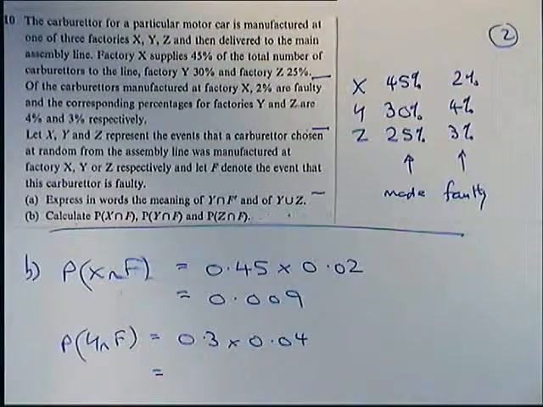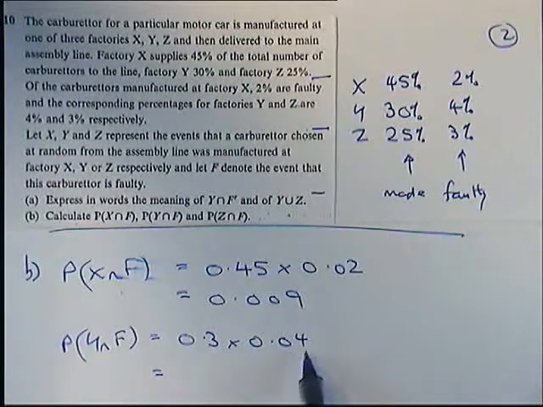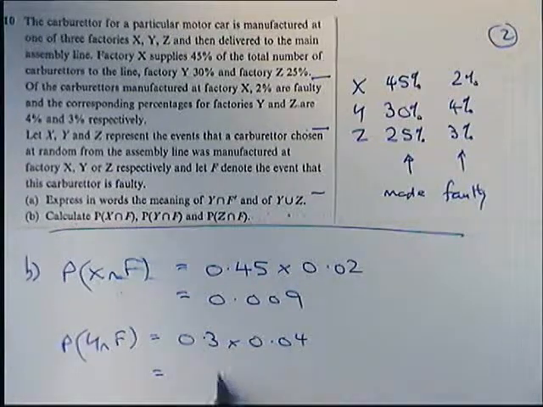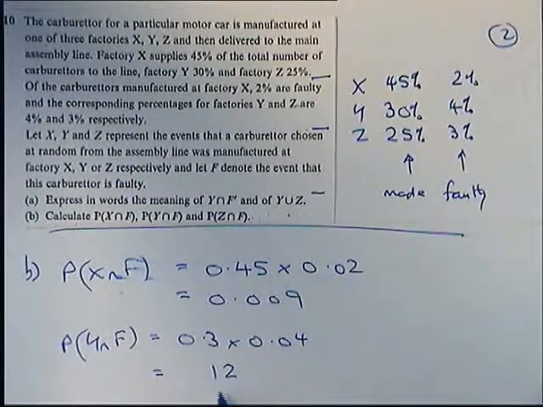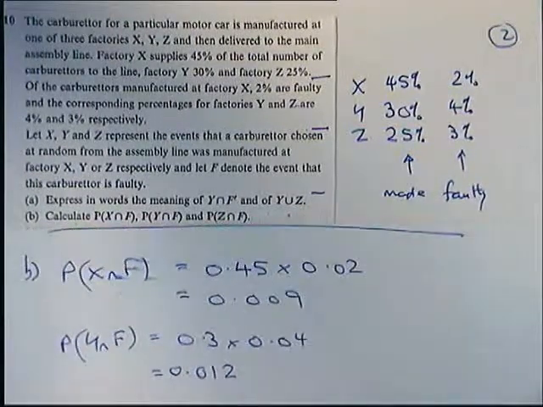Who's going to be brave and do that without a calculator at A-level? Yeah, 0.012. There'll be 3 things after the decimal point, because you've got 3 digits after the decimal point in total. Yeah. 3 fours are 12. That's 2 things after the decimal point. That's 3 things after the decimal point. Okay?